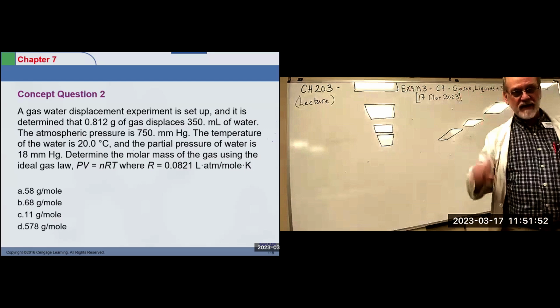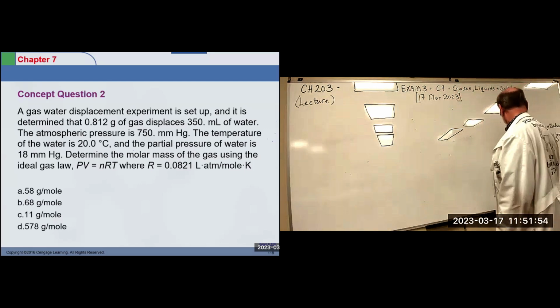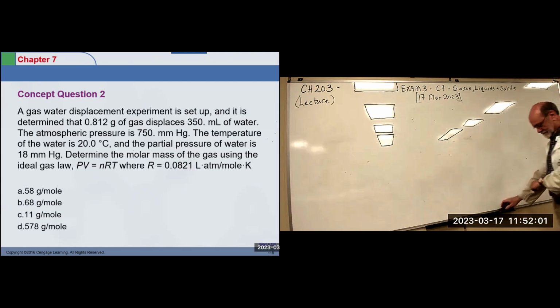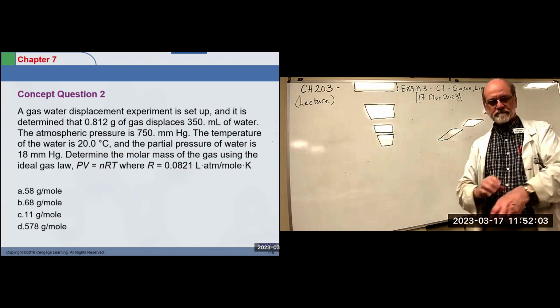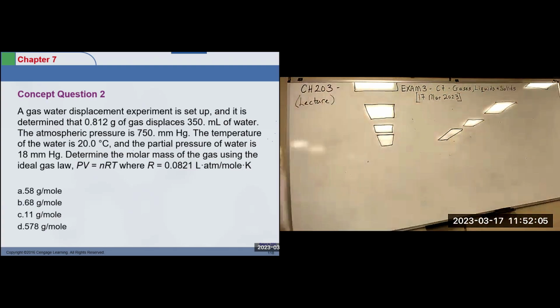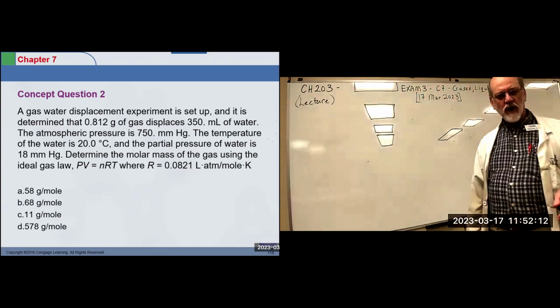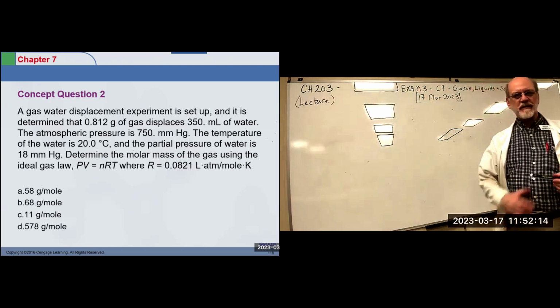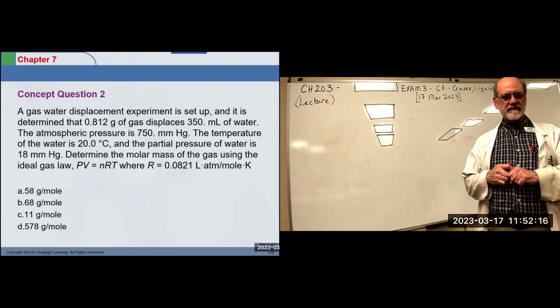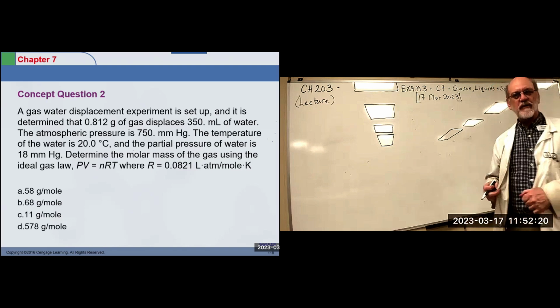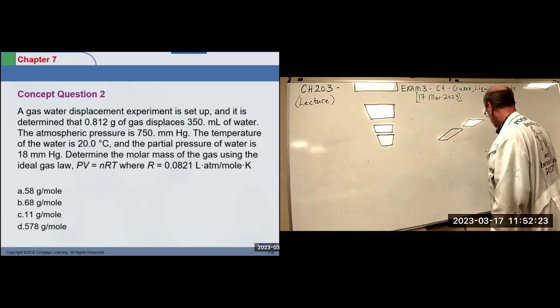All right. This one might take a little work. So let's make some room just in case. All right. Check yourself. A gas water displacement experiment is set up, and it's determined that, okay, what is a gas water displacement experiment? Let me draw you a picture.